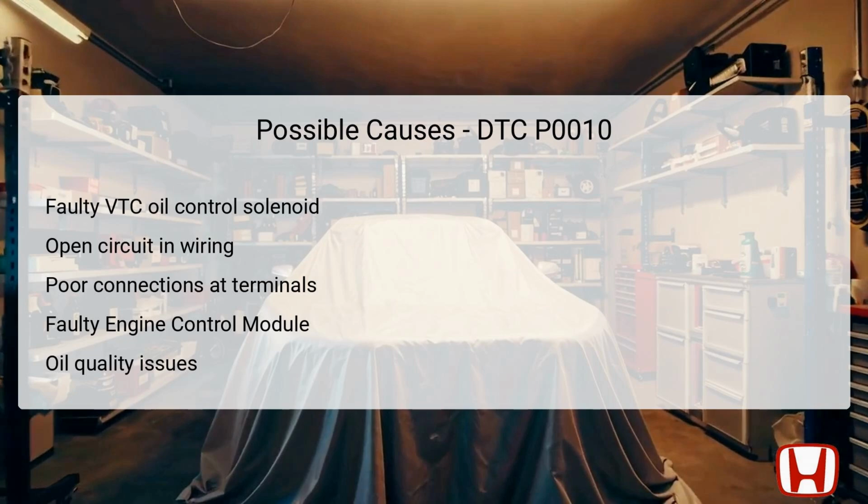Moreover, the overall quality of engine oil can impact the solenoid's performance. Degraded oil may not provide the appropriate viscosity necessary for effective control. Lastly, a malfunction within the ECM could also cause the system to misinterpret the operational data, leading to the DTC being stored. Understanding these causes is essential for an effective troubleshooting process.